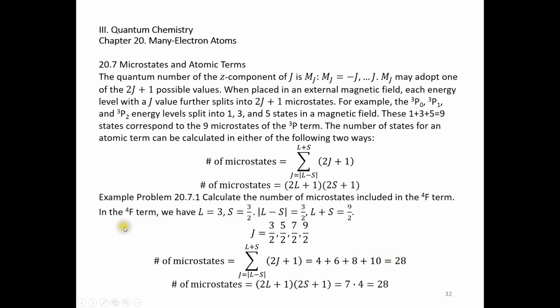Also, we can just look at the term symbol. 4, we plug in 4 here, that's the spin multiplicity. And F means L is equal to 3, 2L plus 1 is 7, 7 times 4, we get 28. So using these two equations, we should get the same number.